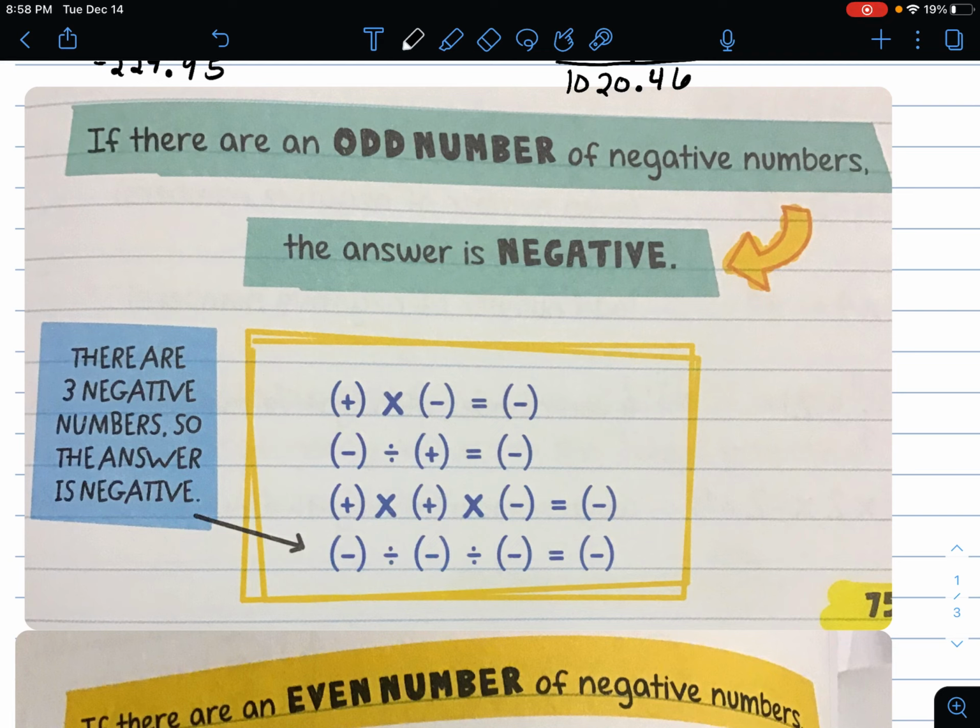And then the last one, a negative divided by a negative divided by a negative. And once again, division and multiplication are the same thing. They're just one undoes the other. So both rules are going to apply for both of them. So you have 3 negative numbers. That's an odd number of negatives. So your outcome is going to be negative. So today we're really only going to be focusing on the multiplying.